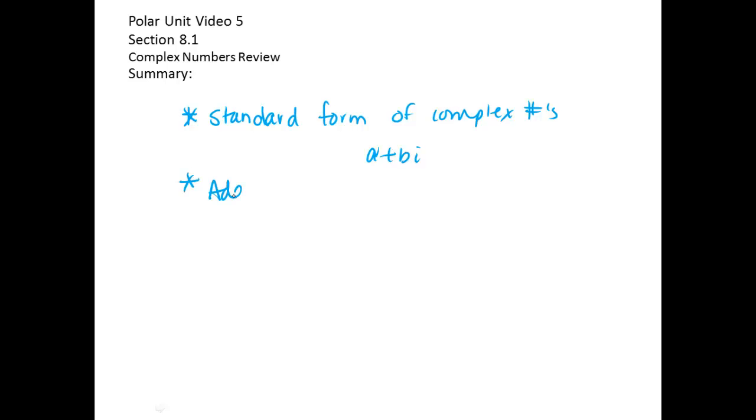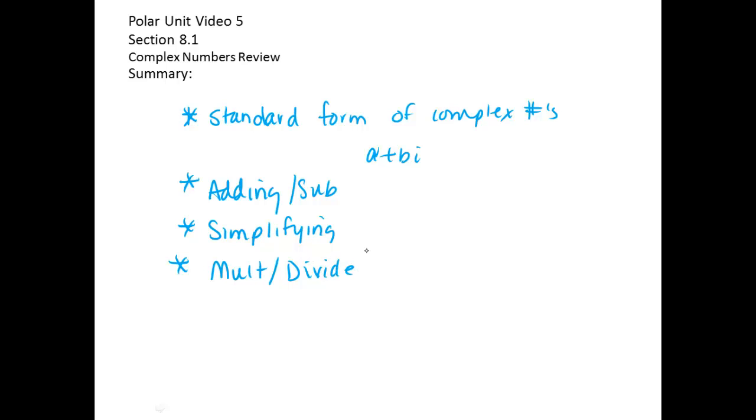All right. So a quick summary of what we did. We looked at the standard form of complex numbers as a plus bi. We looked at adding and subtracting. We did some simplifying. We multiplied and divided, which involved some rationalizing. And then we did powers of i.